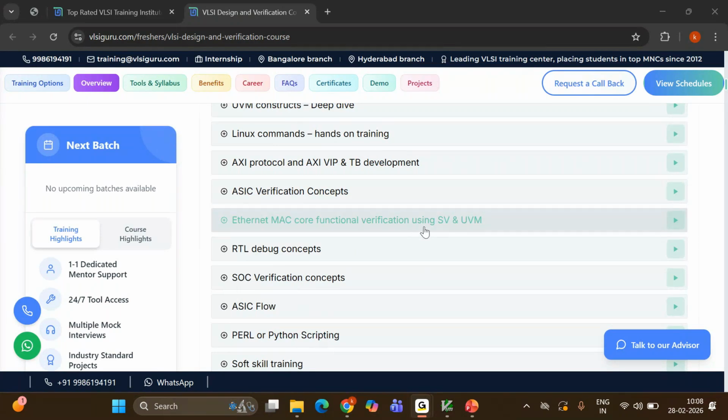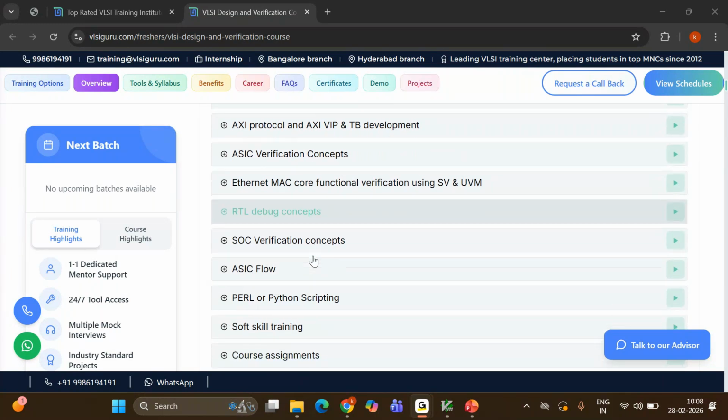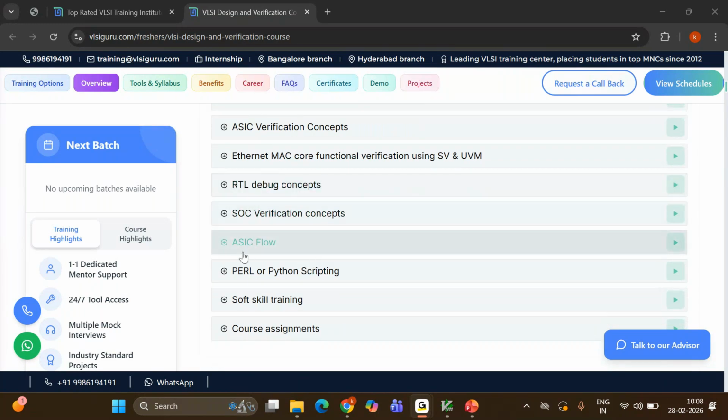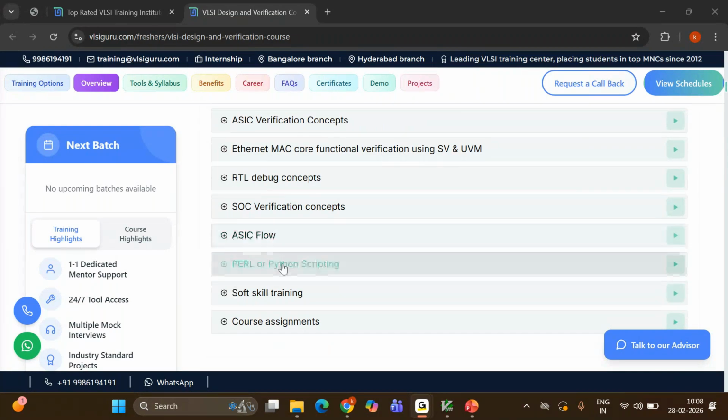Is it clear? Then we'll be discussing some RTL debug concepts, SoC verification concepts, ASIC flow, Perl, or basically Python scripting. For front end training, Python scripting is what is needed actually. For back end, TCL and Perl are required.